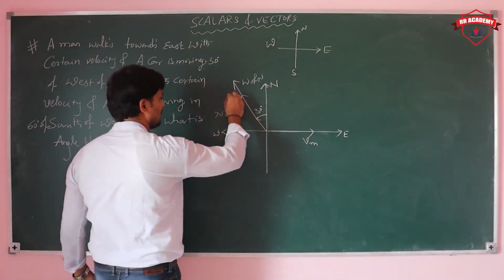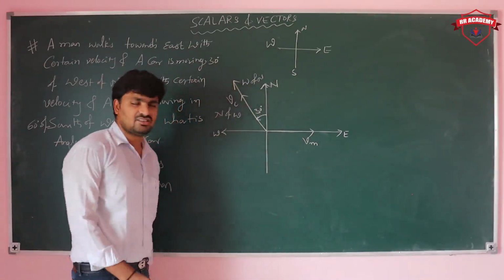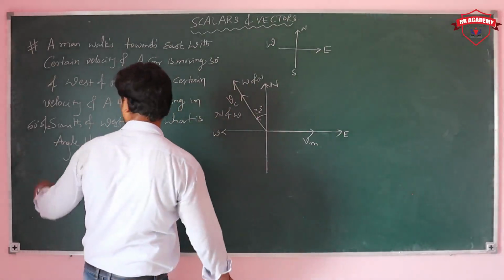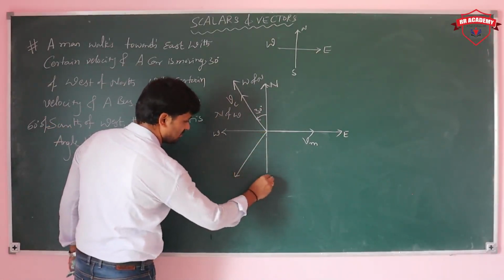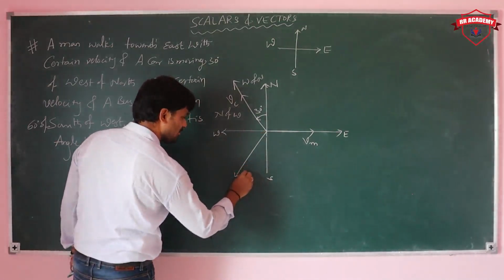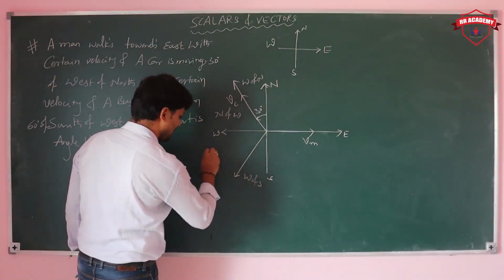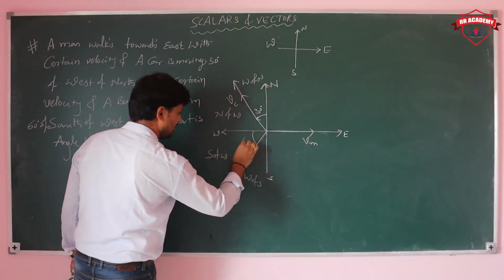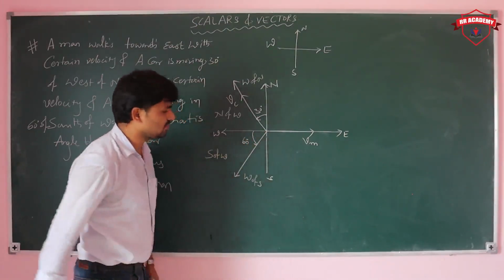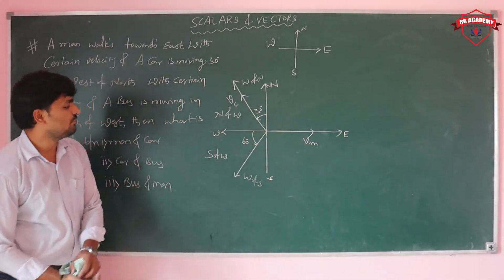Next, this is car. Next, bus. Bus is going 60 degrees south of west. This is south generally. This is west of south, and this is south of west. How many degrees? Making 60 degrees south of west. South of west, 60 degrees.